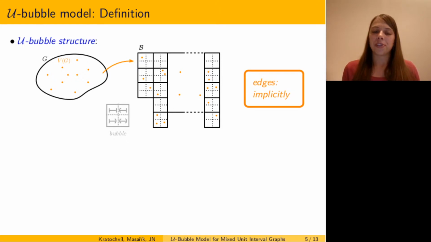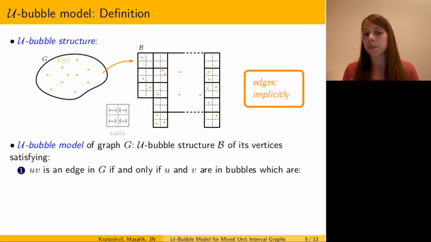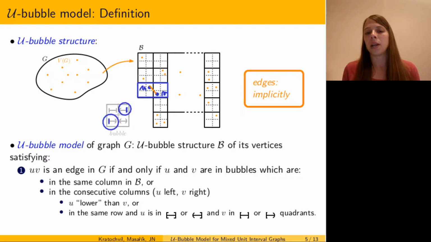The point is that the edges of our graph are then represented implicitly by the position of vertices in the structure. Therefore, the position of vertices encodes the whole graph. U-bubble model is a representation of a graph which is given by the position of vertices in such a structure by the following rules. UV is an edge in our graph if and only if U and V occur in bubbles which are either in the same column or in consecutive columns where the left bubble is lower than the right bubble, or they are on the same row, but then the left one belongs to the quadrant corresponding to an interval with right endpoint closed, and the right one belongs to the quadrant with left endpoint closed.